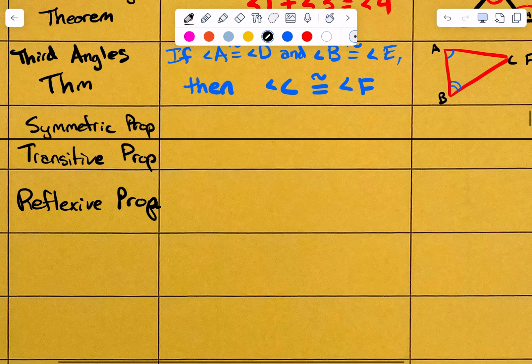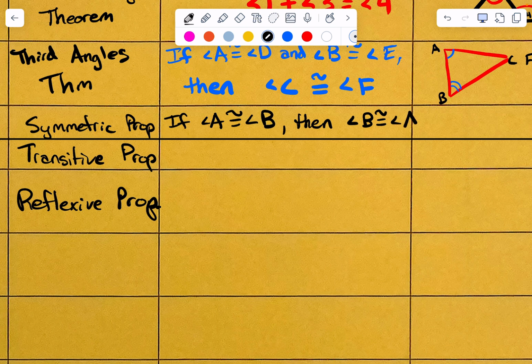All right, symmetric. Symmetry means flipped over an axis, right? So here's what I know. If angle A is congruent to angle B, there's no picture with this, then angle B is congruent to angle A. That's the symmetric property. Add that to the back.